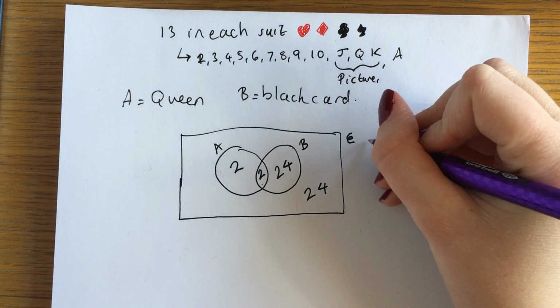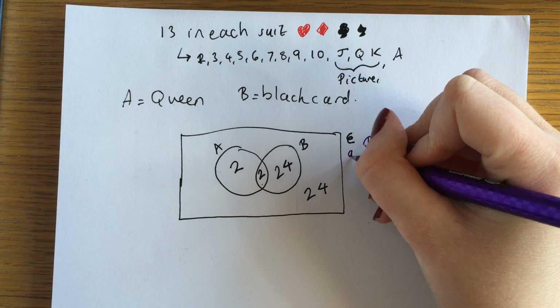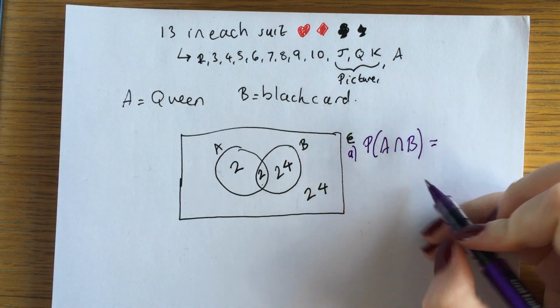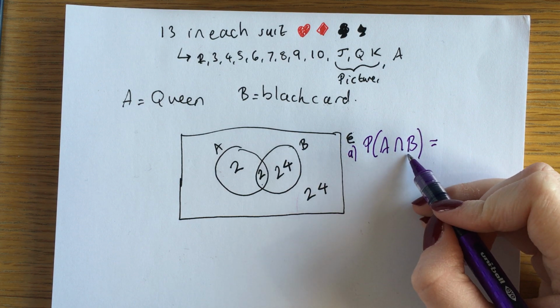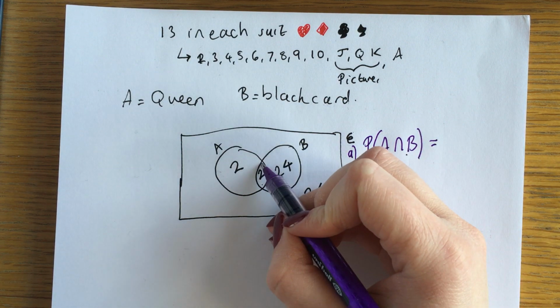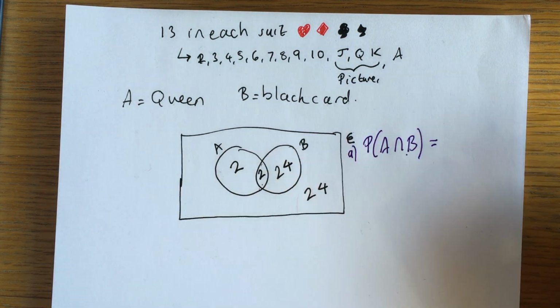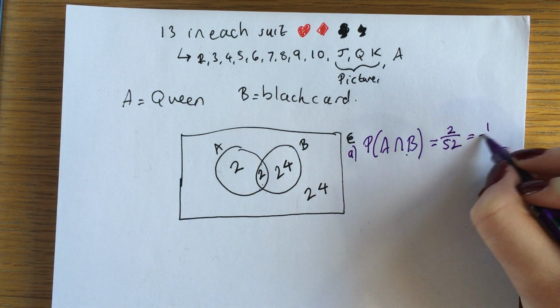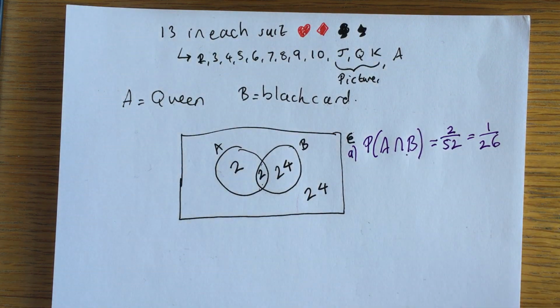So, find the probability A intersection B. So that's the probability that both A and B occur. So I was looking at this section, which is 2 out of 52, or 1 out of 26.